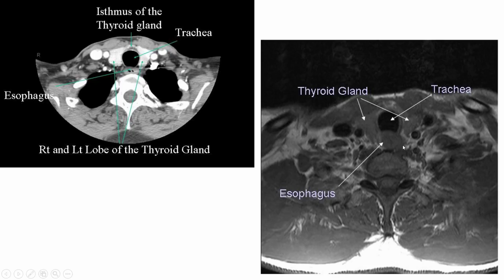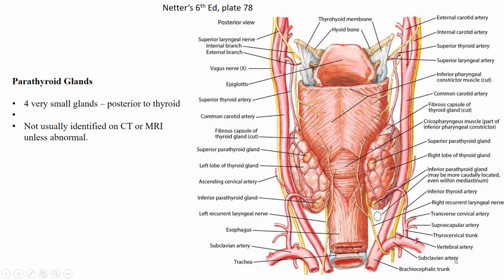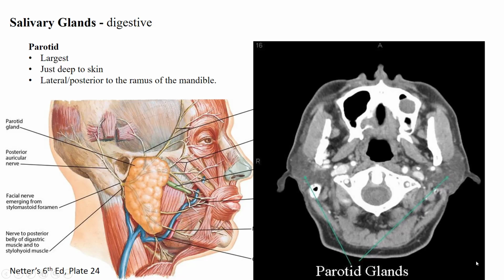And then here's an MR of the thyroid gland. You can see the thyroid gland on either sides of the trachea, and then the esophagus again. On the posterior side of the thyroid gland are the parathyroid glands. They're 4 very small node-like glands that sit here on the posterior side of the thyroid gland, and they are not easily identified in CT or MR unless there is something abnormal about them.